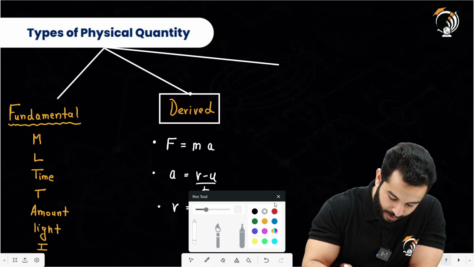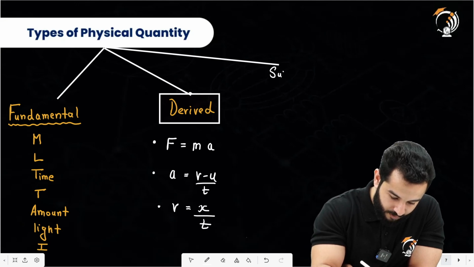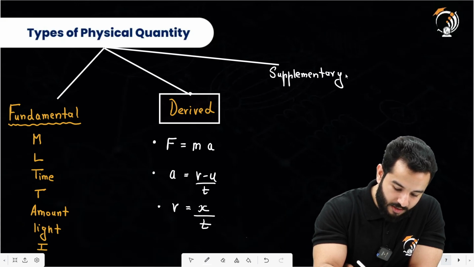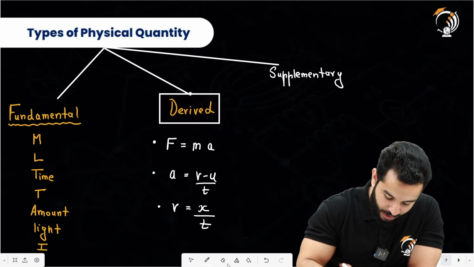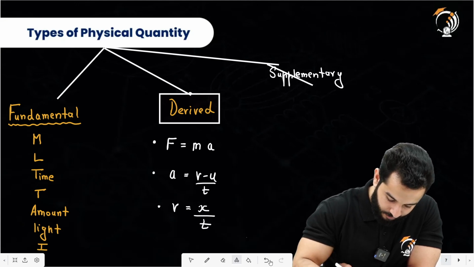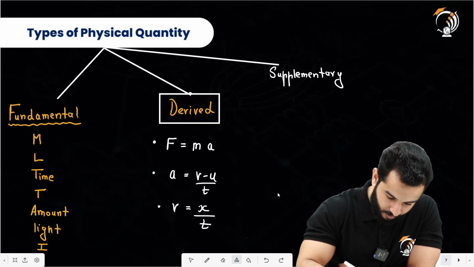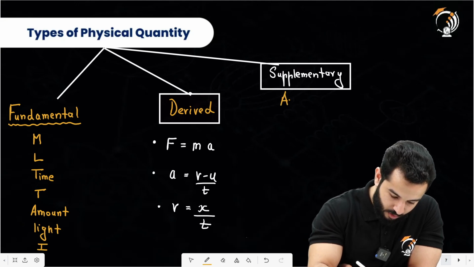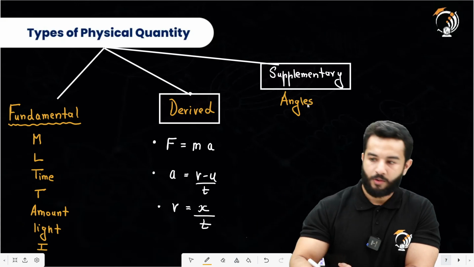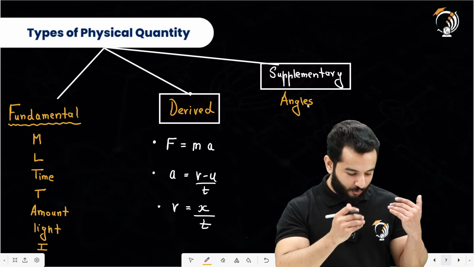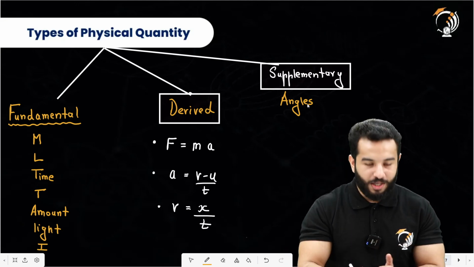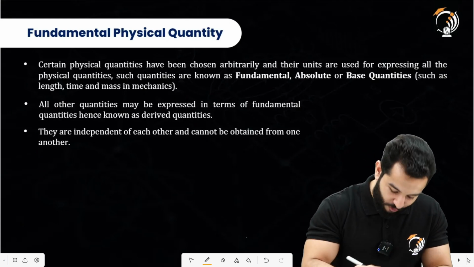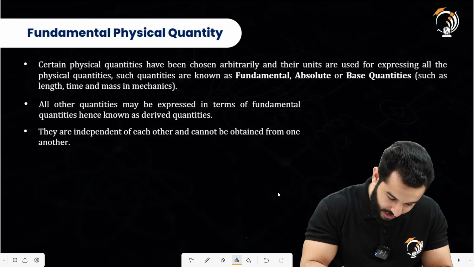These are known as supplementary quantities, where we are going to talk about angles. In supplementary quantities, here we are going to just talk about the angles. Now, as we have covered what we mean by fundamental quantities and derived quantities, let's see their notes as well. Certain physical quantities have been chosen randomly. So this is the important thing that you need to know.